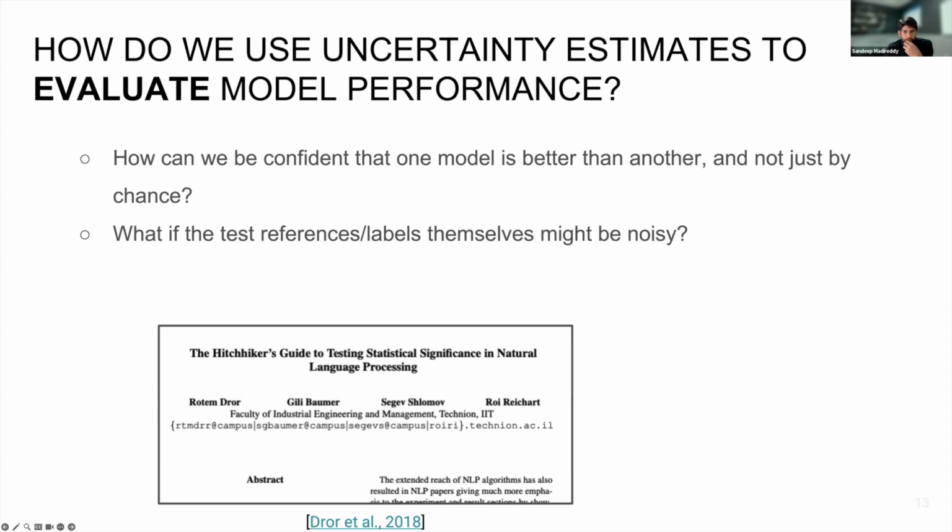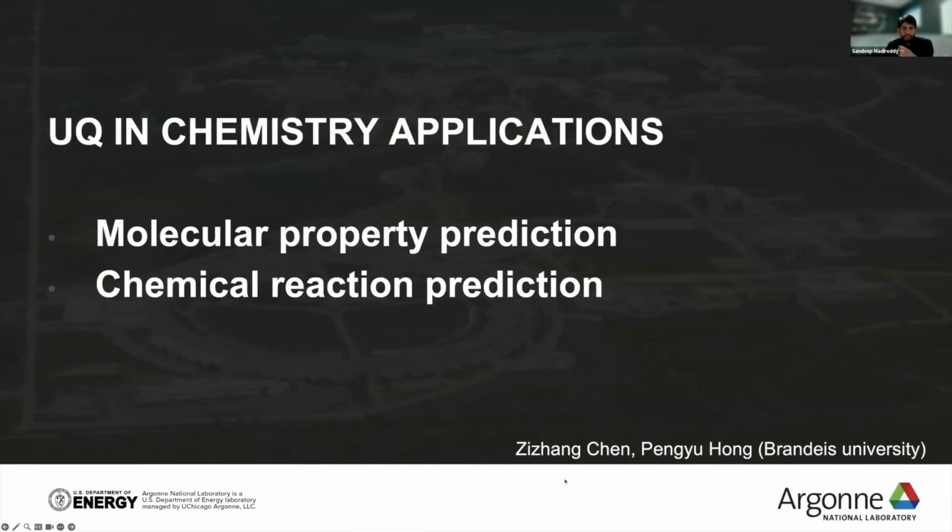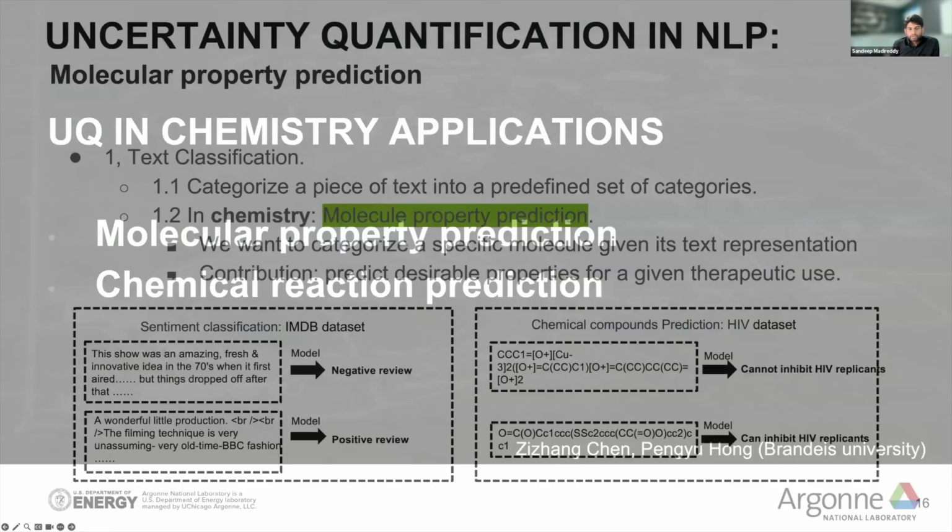Going forward, I'm going to briefly talk about a couple of applications where we are using large language models in chemistry, specifically on molecular property prediction and chemical reaction prediction. I'm going to touch upon those briefly.